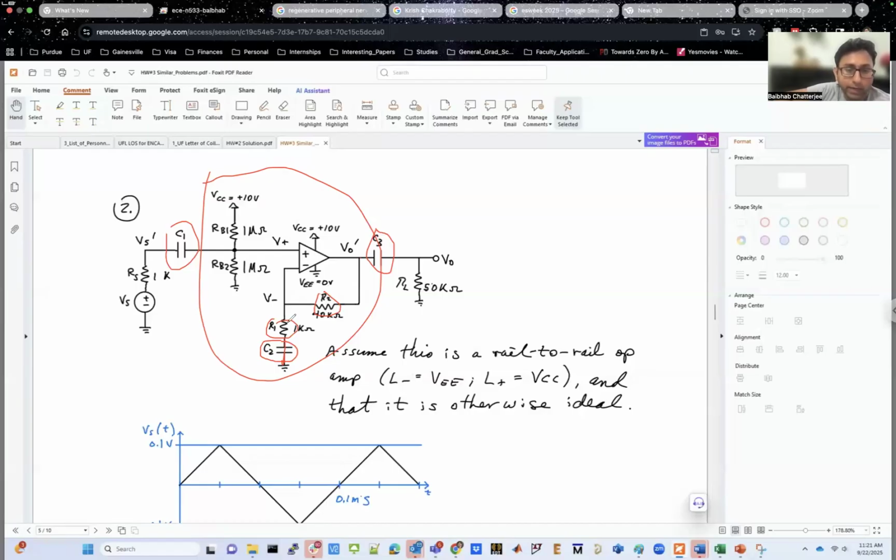That's the R2 over R1 factor. And because in this case you're applying your input to the non-inverting terminal, you have 1 plus R2 over R1 as your gain. But remember that for that AC gain, the capacitor C2 has to be shorted. So the frequency at which you are operating has to be sufficiently large so that the capacitor C2 has sufficiently small impedance.